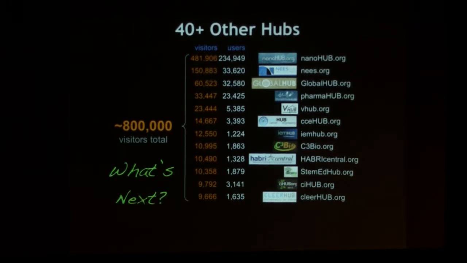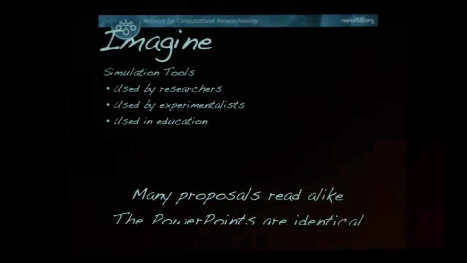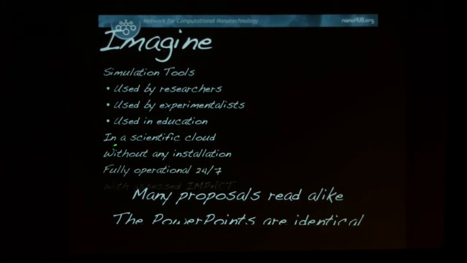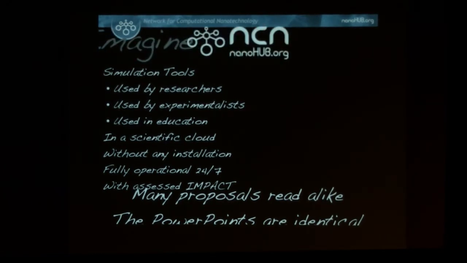So if you indulge me 2 more minutes, I'm going to try to highlight what we're going to do next, because we just won a renewal award for 10 years more funding in nanoHUB, effectively 5 plus 5. So 5 years, and then there's a renewal process. So imagine you have simulation tools used by researchers, experimentalists, in education. Imagine it runs in a scientific cloud without any installation, fully operational, with built-in impact assessment. So that's a common dream. In a sense, we think we actually achieved that dream.